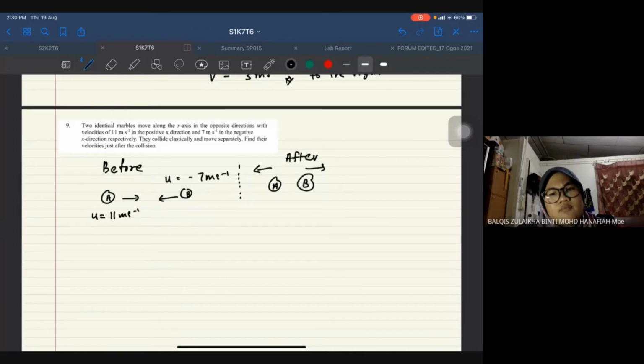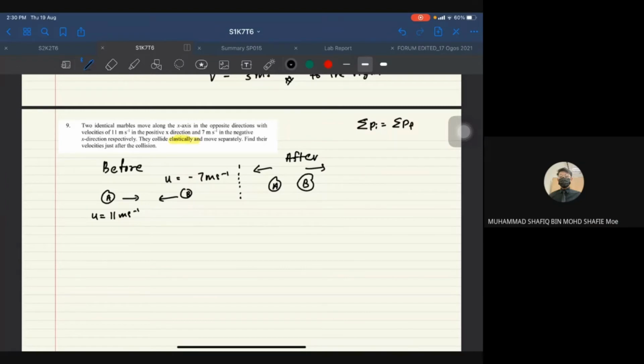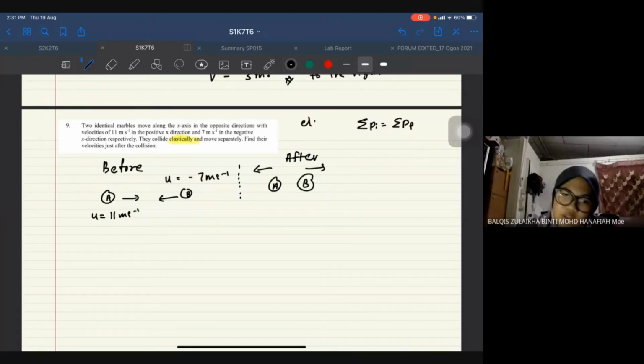Okay, what can you say about elastic collision? Momentum before and after is same. Apa dia? Momentum before and after collision is the same. Lagi? Apa lagi? And kinetic energy is conserved. Okay, so summation of K is equals to summation of K. Okay, if you want to use the momentum punya conservation, we use that one first. So it will be summation of Pi equals to summation of Pf.